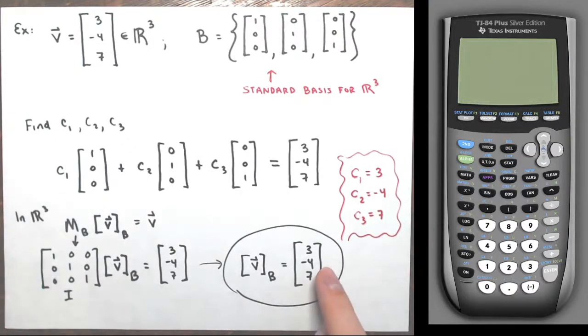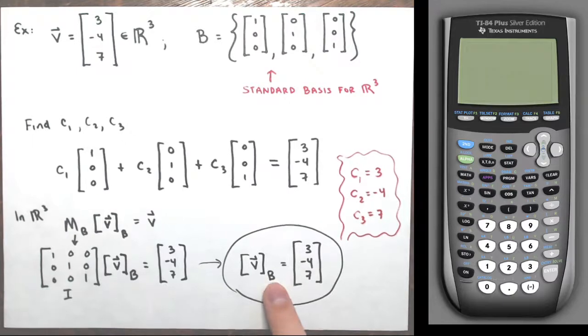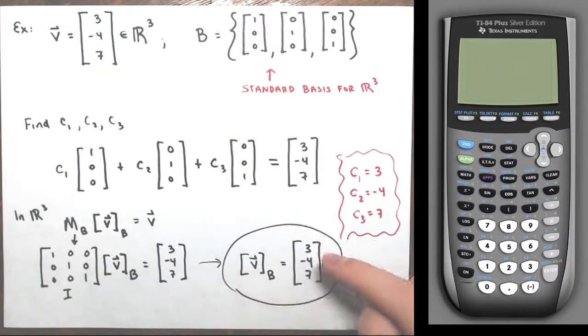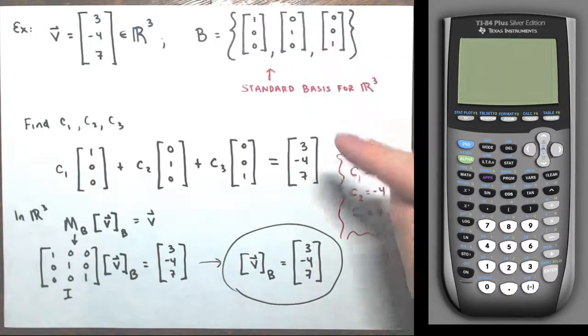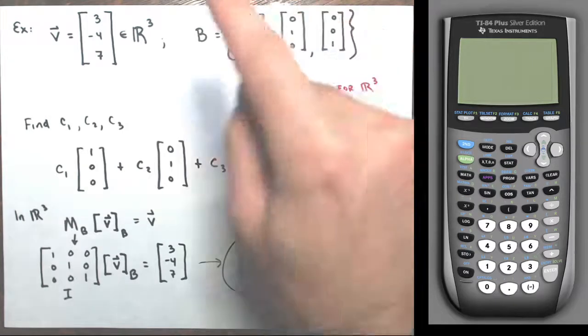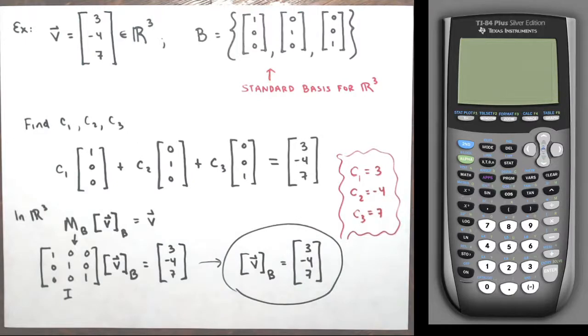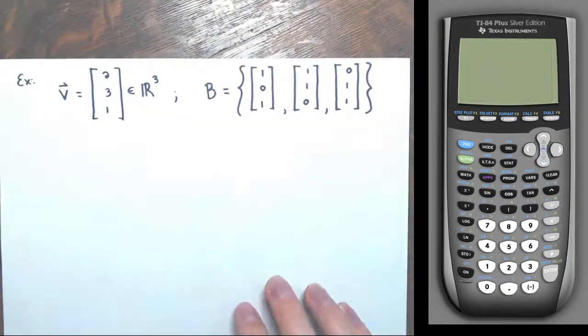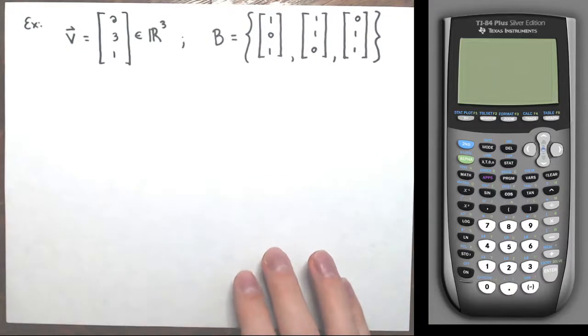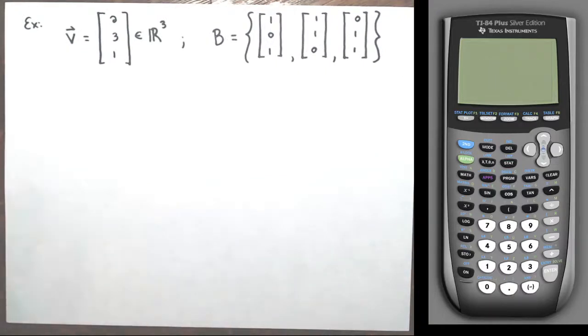So that just means that in this basis B, using these basis vectors, I take 3 of the first one, add -4 of the second one, add 7 of the third one, and I will have constructed this vector that we were given. All right, so yeah, real easy when it's the standard basis. Now, when it's not the standard basis, like you saw with R2, it's not as simple. Again, you have to solve a system.